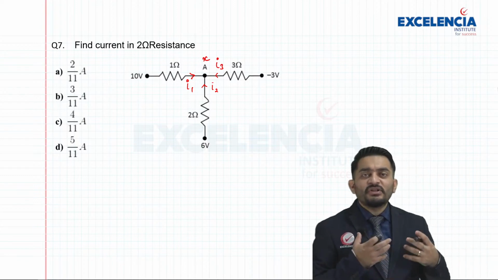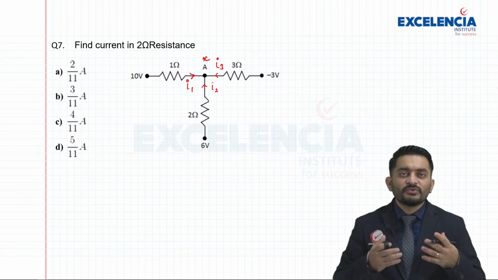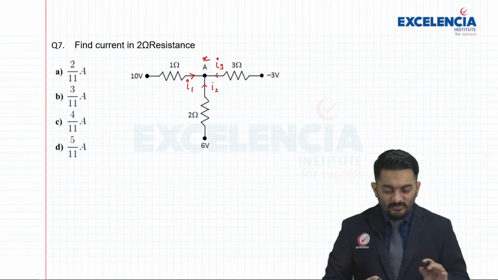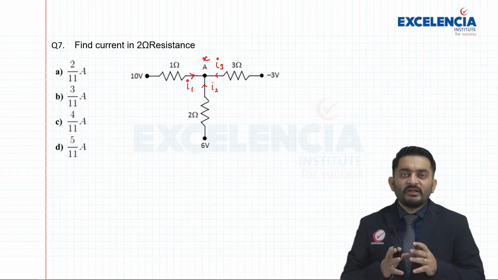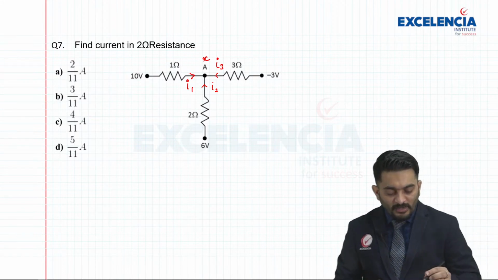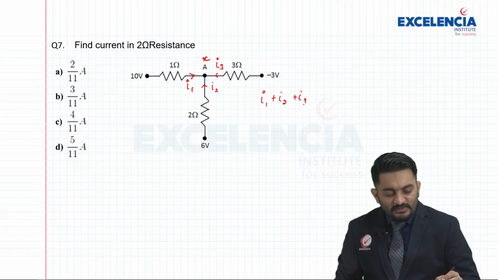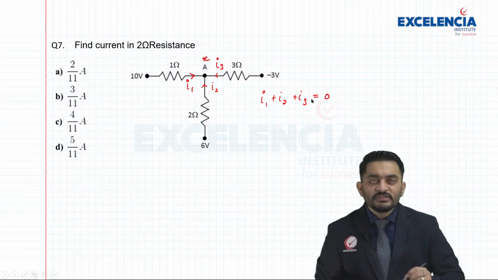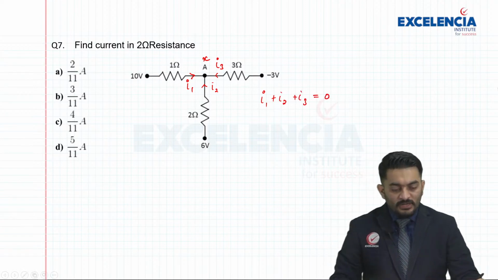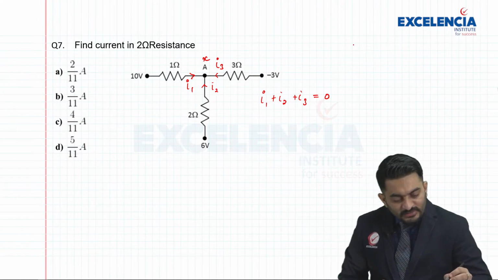So this question should not come to you, how come the 3 directions can be shown into the junction. It can be shown, that's okay. But when you solve, Kirchhoff ultimately takes care of it, so you don't have to worry about that part. What I can say is that according to Kirchhoff, my I1 plus I2 plus I3, this sum should be equal to 0 at the junction.